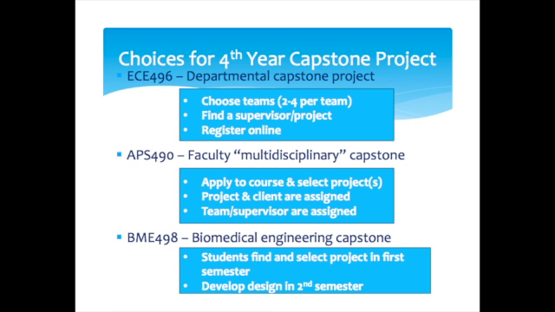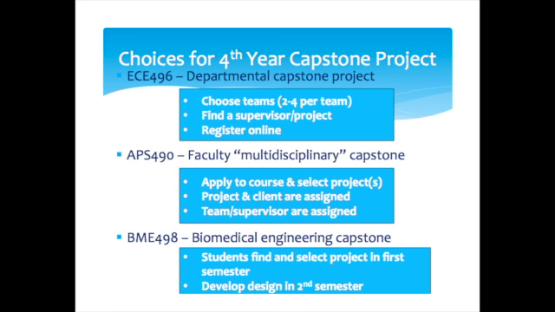Okay, everyone, maybe I thought just to recap, you have the three options: ECE 496, APS 490, and BME 498. With 496, it's usually teams of 3 to 4, or it should be a minimum of 2. Then you find the project and supervisor, and you register online, so I'll go over that more.